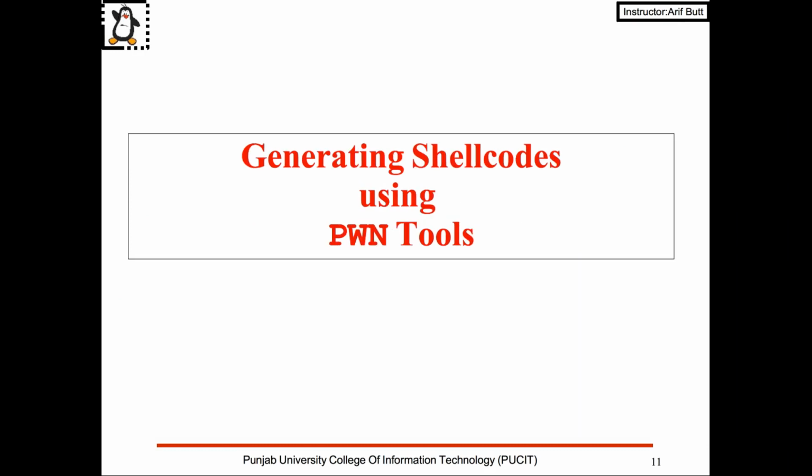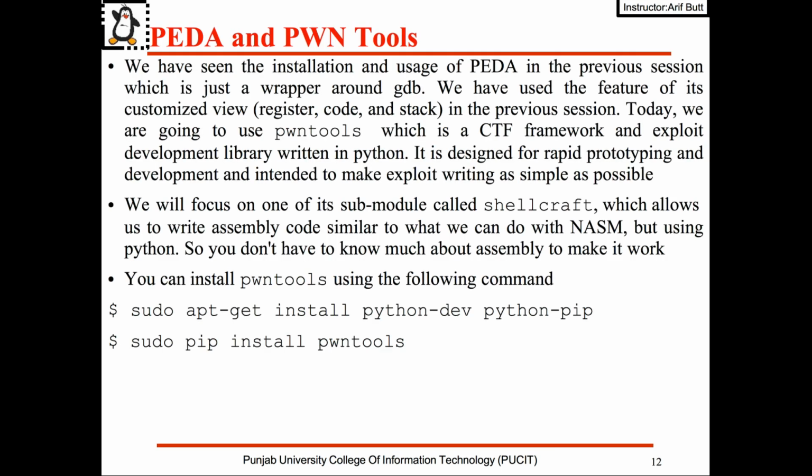Okay, so let us learn another way and an easy way to create our shellcodes, and that is pwntools. Well, dear students, we have seen the installation and usage of PEDA in the previous session, which is just a wrapper around GDB. We have used the feature of its customized view in the previous session, and today we are going to use pwntools, which is a CTF (capture the flag) framework and exploit development library written in Python.